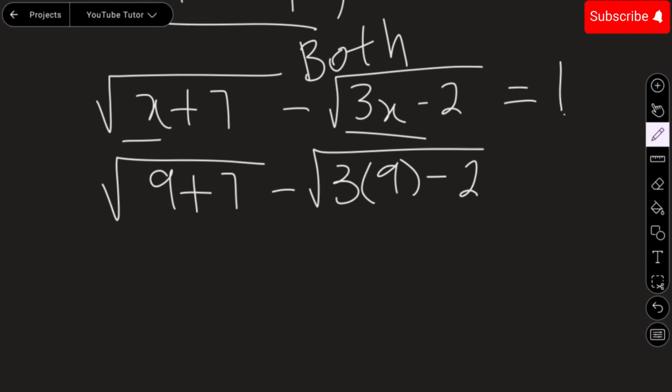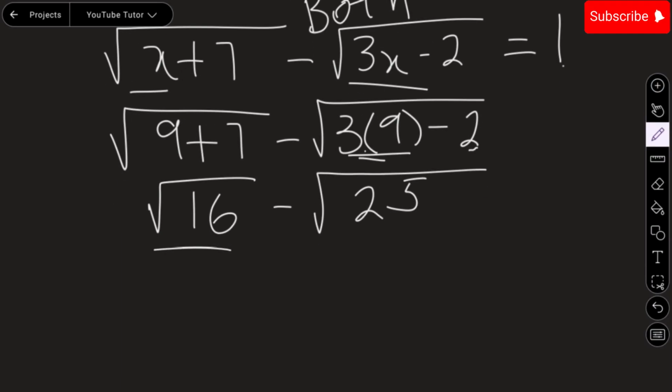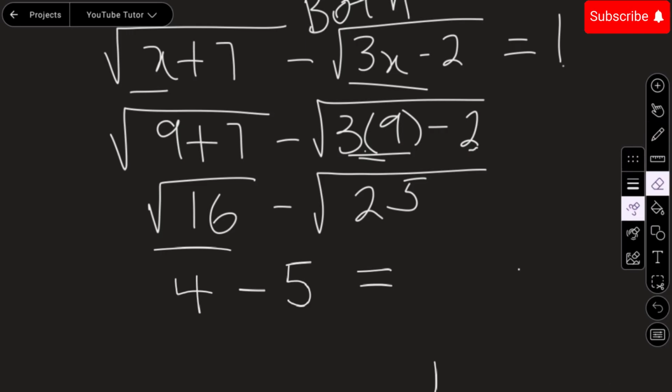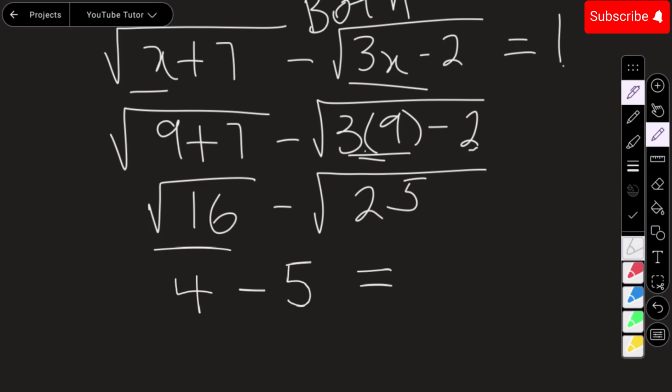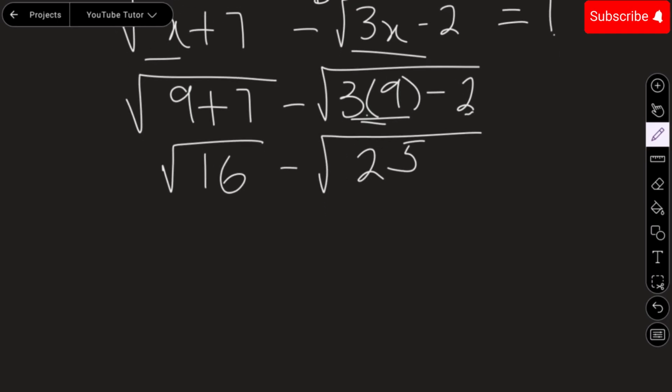Now 9 plus 7 will give us 16. So root of 16 minus 3 times 9 is 27. 27 minus 2 gives us 25. So 25. Now we have what? Root of 16 gives us 4 minus root of 25, which gives us 5. Now it becomes a negative answer, negative 1, which means 9 doesn't satisfy the equation.